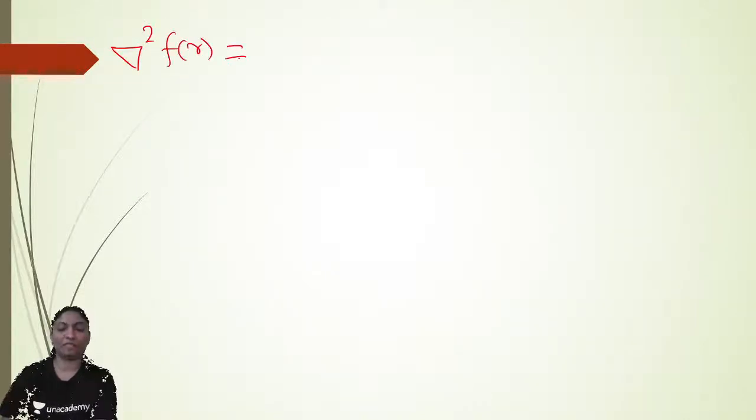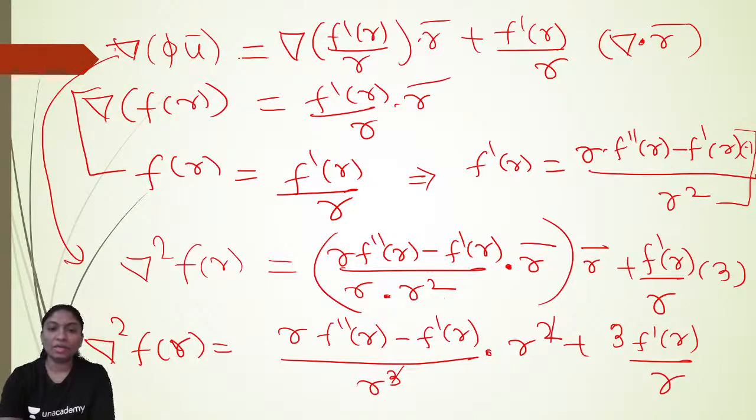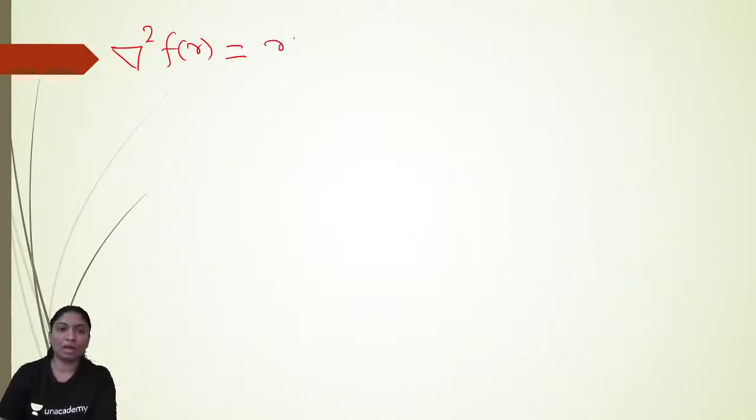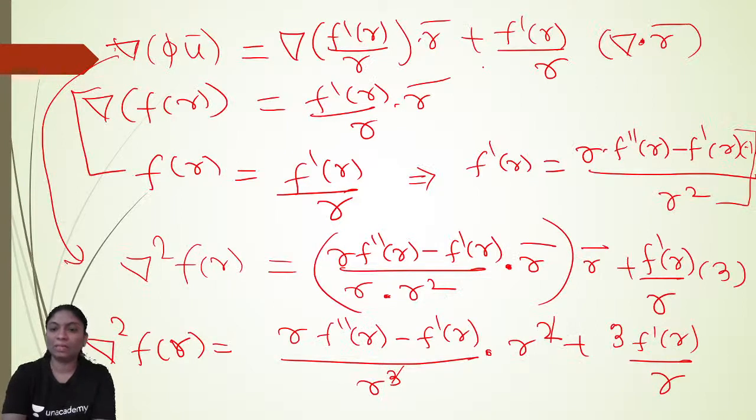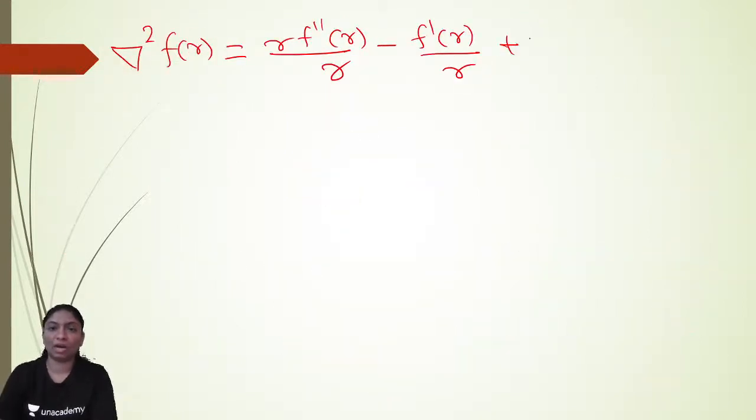del square of f of r is equal to ये r cancel out है, right, तो r f dash of r upon r बच गया, r f dash f double dash of r upon r minus f dash of r upon r, right, plus 3f dash of r upon r.